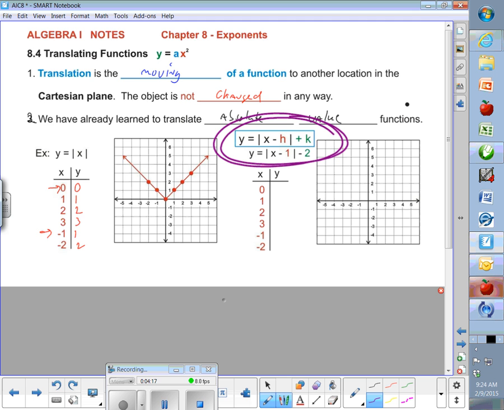There's the pattern that we learned. Y equals the absolute value of x minus h, quantity squared plus k. And we said the h and the k value are the key values. There's the h and there's the k. So let's go ahead and graph this function and see where we end up.